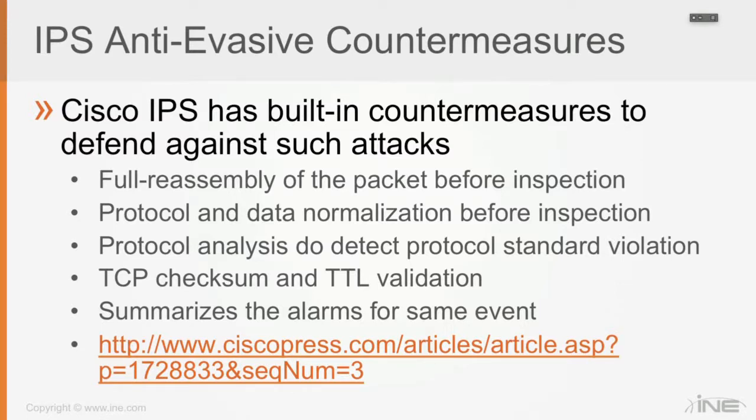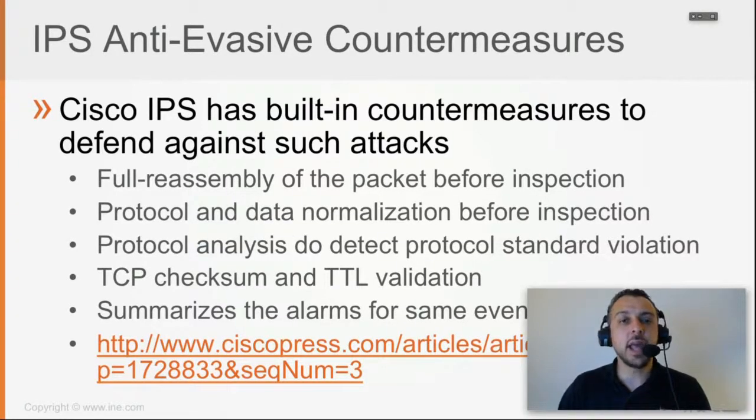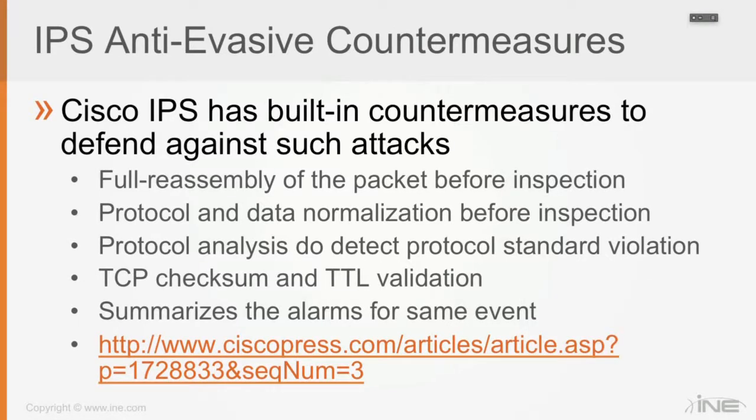And it also summarizes the alarm for the same event. It has a built-in feature that if the same event happens like 10 times, it's going to fire only one alarm to protect against CPU resource exhaustion. So the URL I used is in here. This is a Cisco Press book, the very old IPS fundamentals book, which is a very good book for a fundamental understanding of what IPS used to be back in the day.